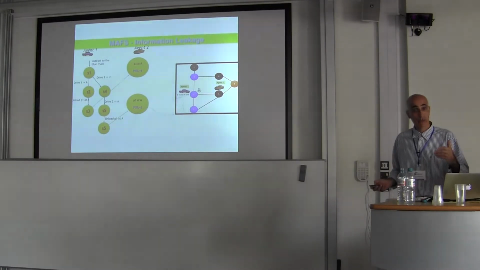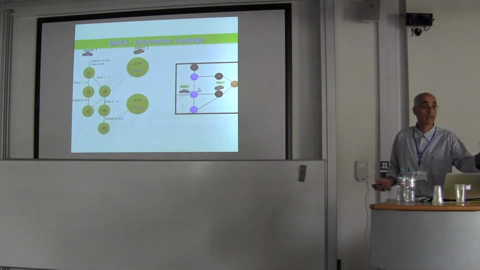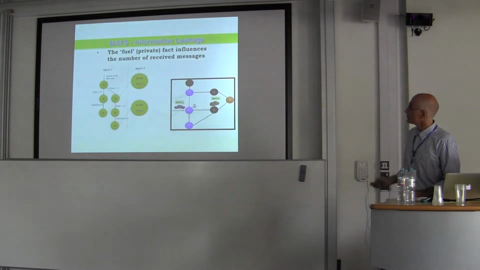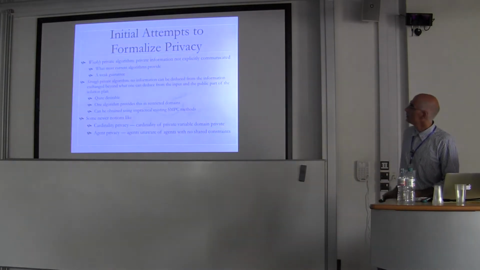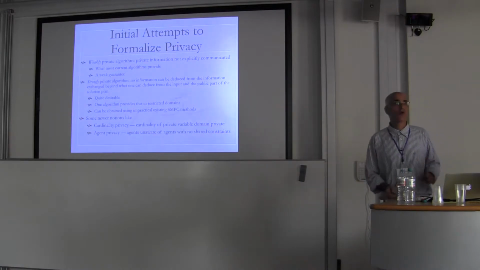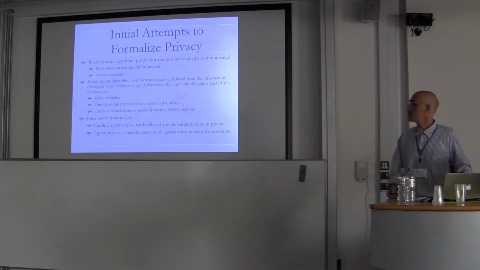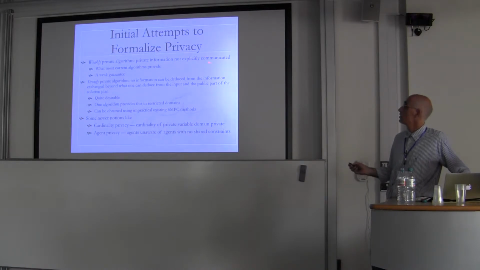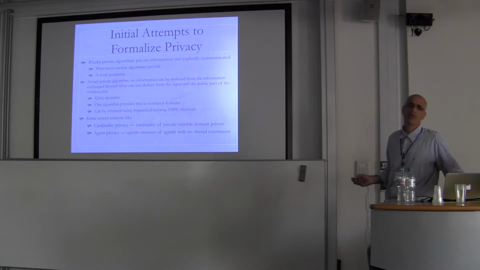You ideally need to say what it is that you can learn from the algorithm. So there are initial attempts to formalize this. I find them still unsatisfactory. I'll just mention two notions. We say that a private algorithm is weakly private if private information is not explicitly communicated. So the example of encryption is that, and that's basically the guarantee that most current algorithms provide. It's a very weak guarantee.